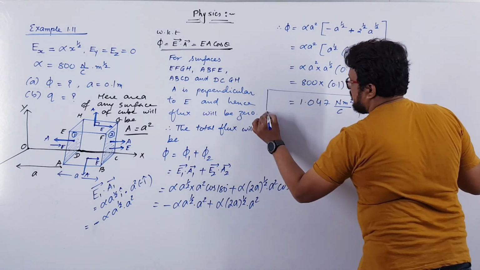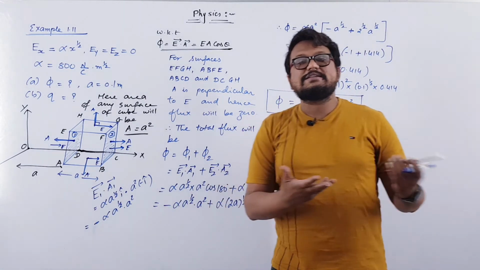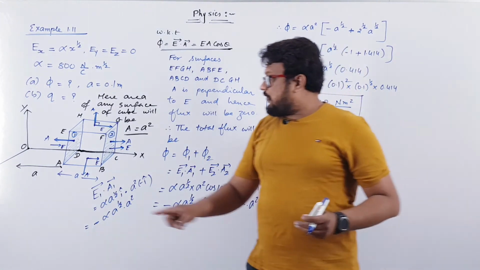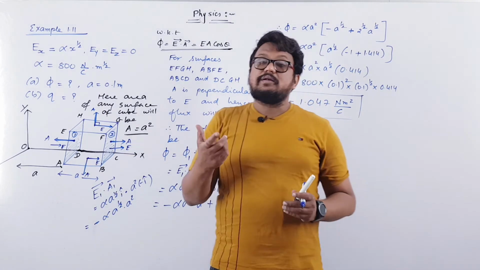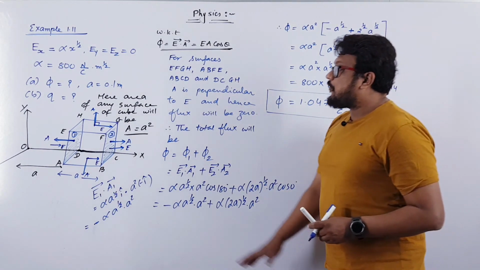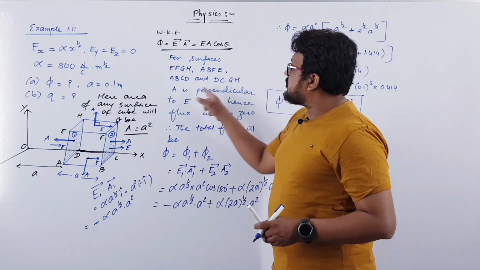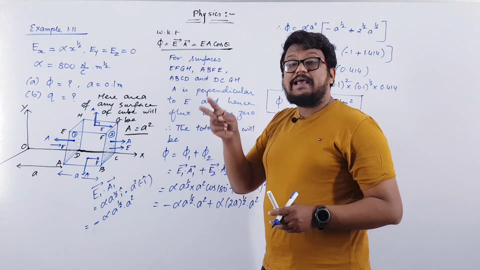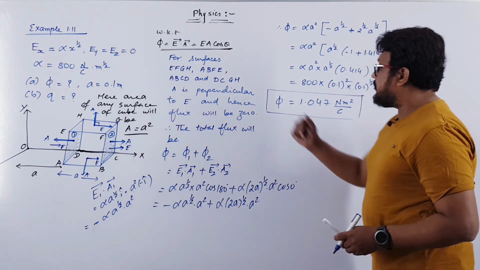Clear? What you have to remember is where flux is 0 and where it is non-zero. If electric field and area are in the same direction, flux will be positive. If they are in opposite directions, flux will be negative. And if they are perpendicular to each other, flux will be 0. So for the four sides of the cube, flux will be 0, and flux will be associated with only two sides, side 1 and side 2, and that we have calculated.